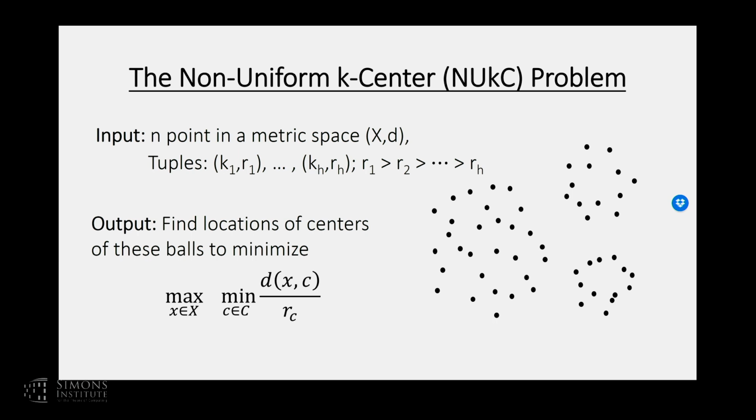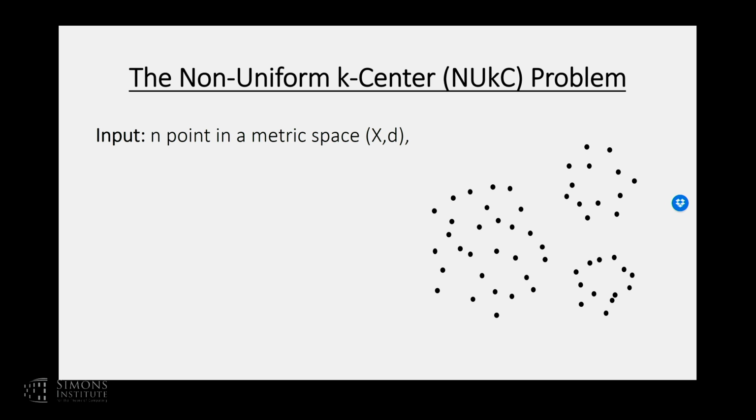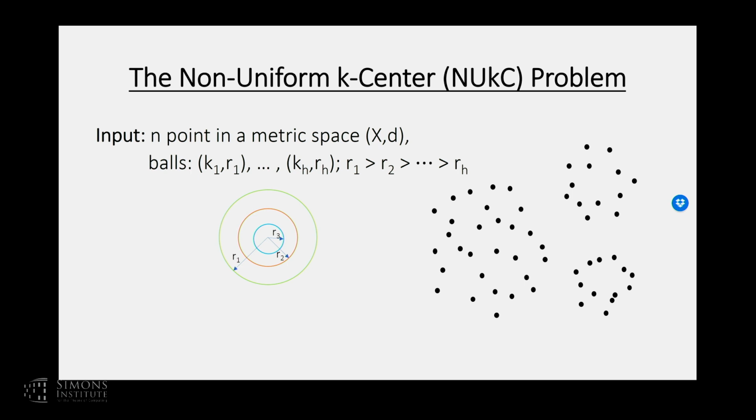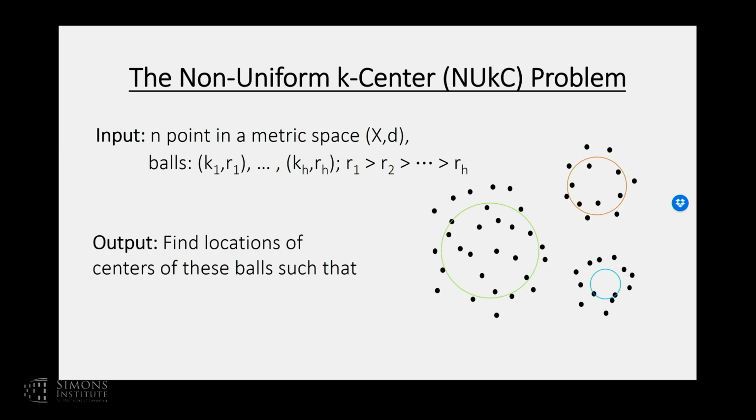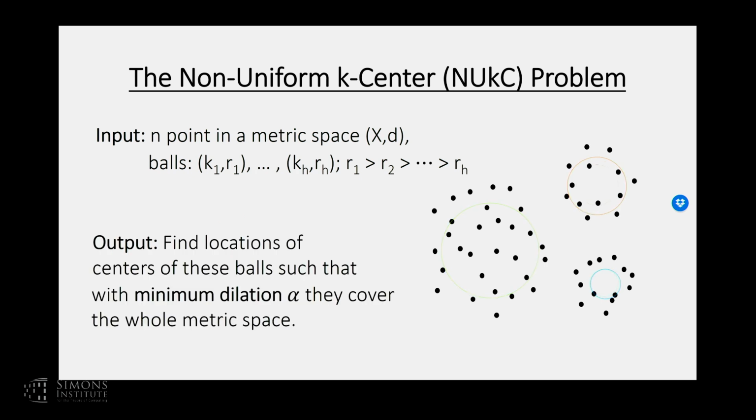latest. Okay. I think this is clearer if I use the ball notation. So again I have endpoints in the metric space, and now I have balls: k1 balls of radius r1, k2 balls of radius r2, up to kh balls of radius rh. Instead of k balls of radius 1, I now have different classes of balls. And I want to find the centers of these balls. So some balls are large, some balls are small, so that this minimum dilation of these balls covers the whole metric space. Okay? That's the problem.